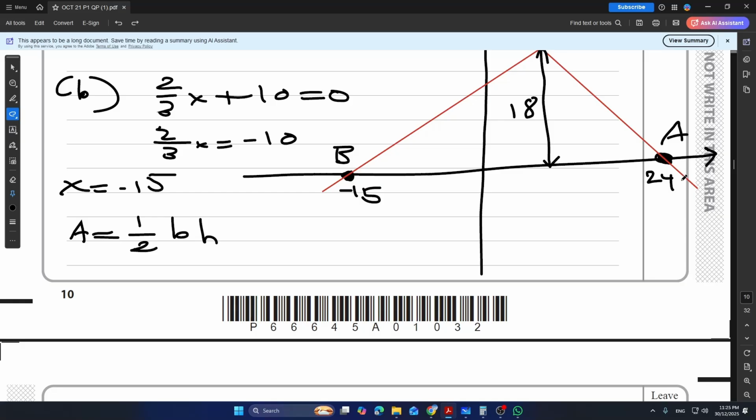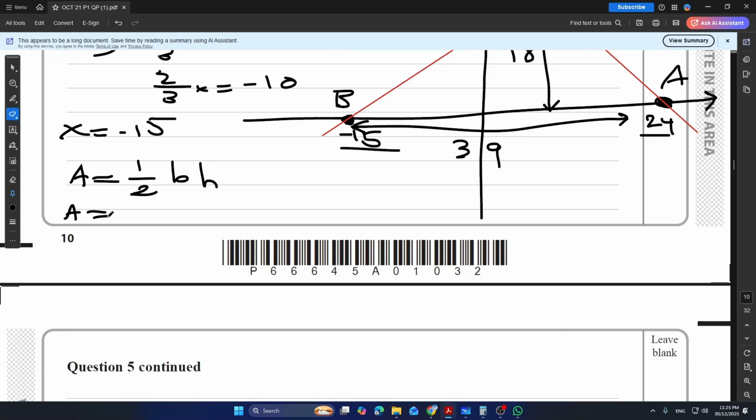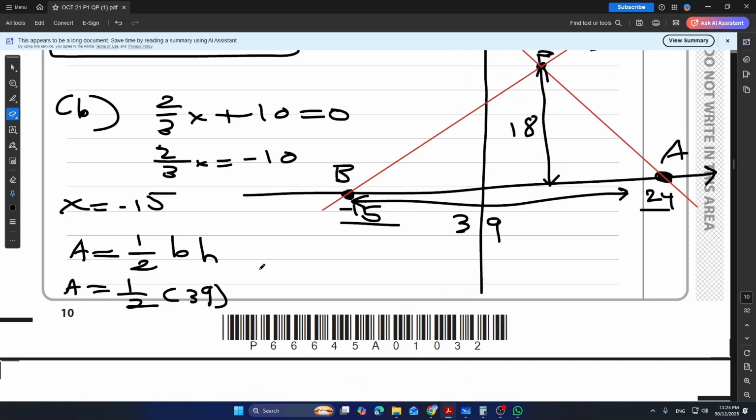So I can do delta, so this minus this. So 24 minus minus 15. 24 minus minus 15 is going to be 39. So our base, this distance here, is 39 units. So we're going to do area equal half 39, height I told you 18. It's going to give us the value 351.